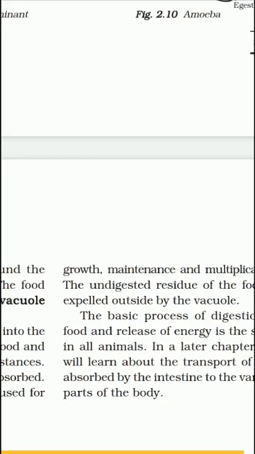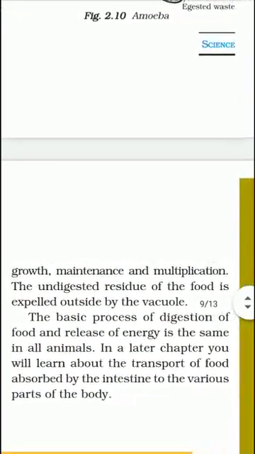This process of digestion of food and release of energy is the same as in all other animals, but here only a single cell performs all the functions. So in this chapter we have studied digestion in animals and nutrition in animals. In the next chapter we will study how food is transported to the different organs of the body.